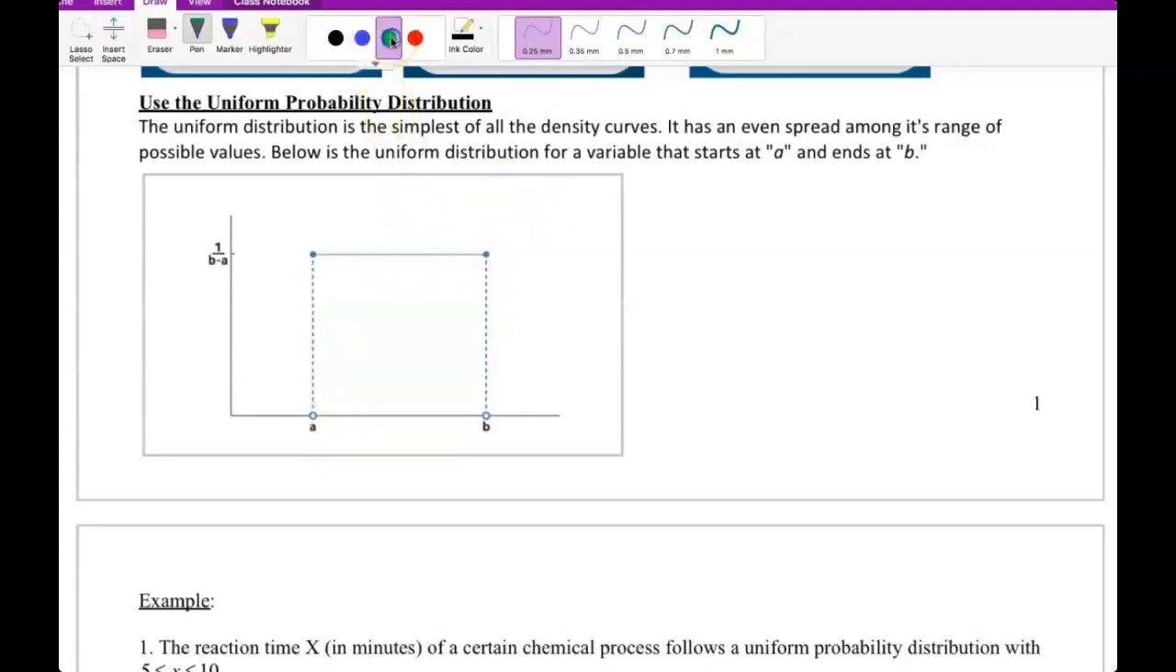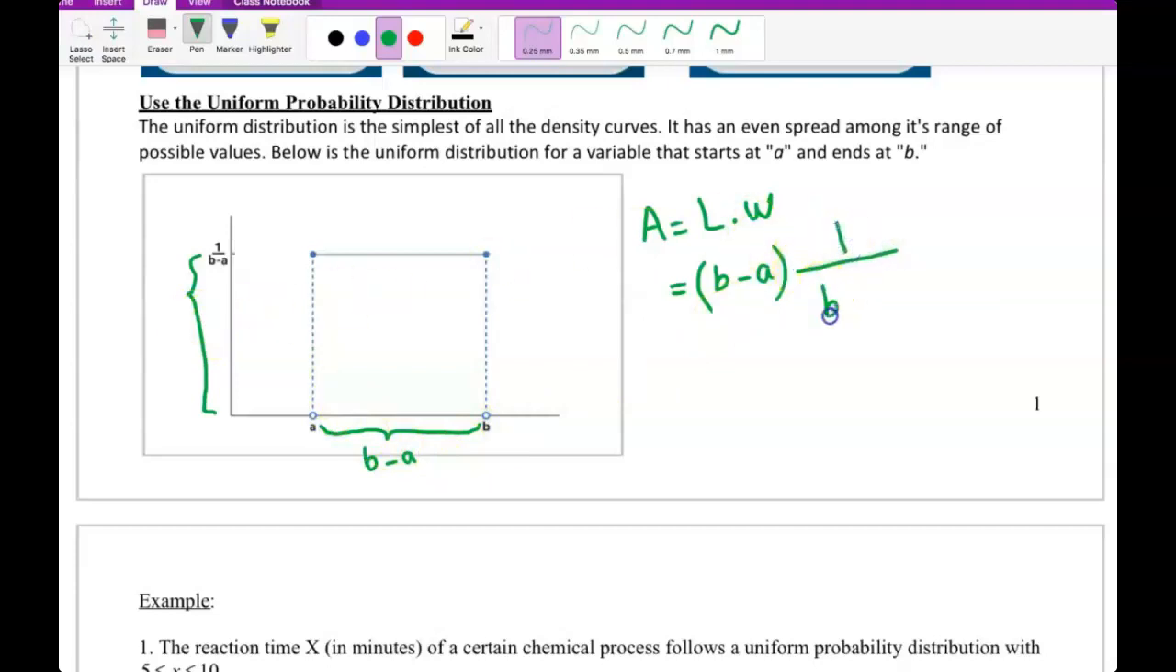Okay, so first step, finding the distance. We have these two points A, B. So the distance between these two is B minus A. And here we have 1 divided by B minus A. So finding area is equal to length times width. B minus A is L and this is W, so multiply by 1 over B minus A. Simplify, B minus A divided by B minus A is equal to 1. So the area for what we have inside is equal to 1.